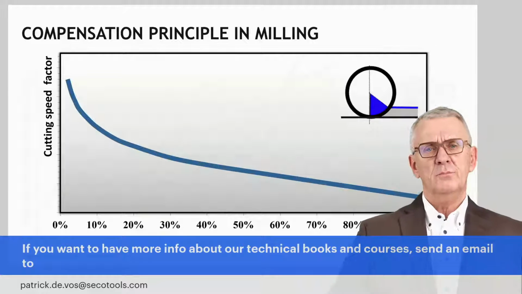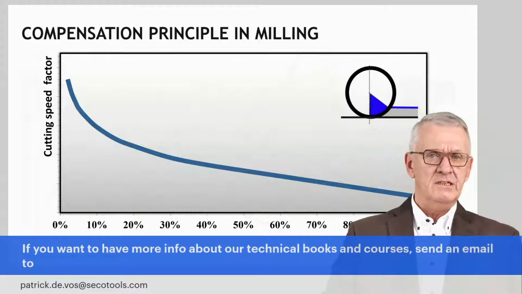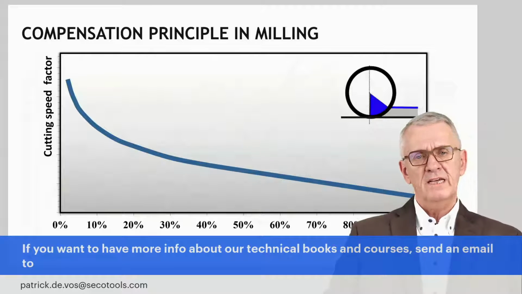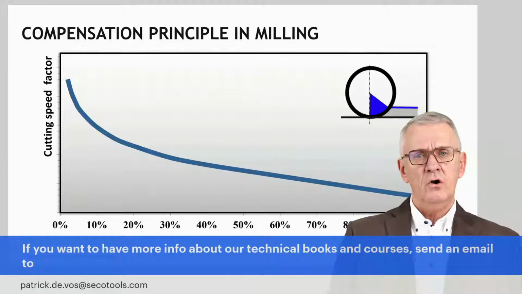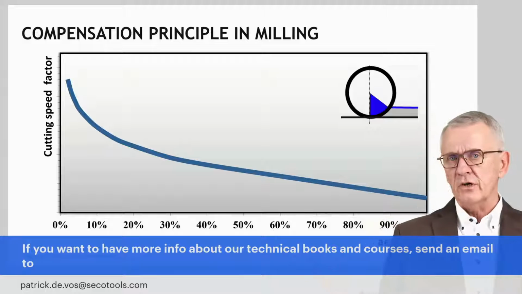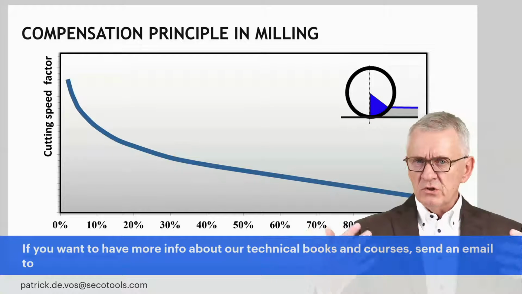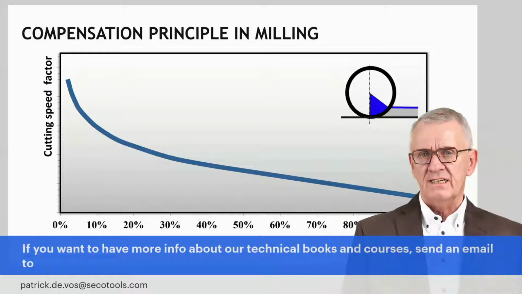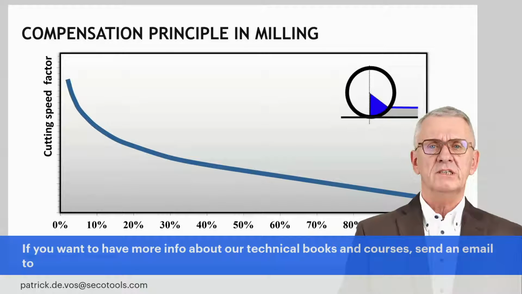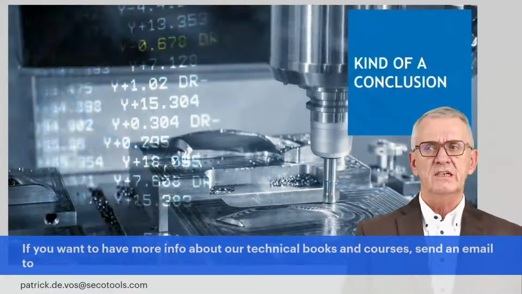If you have a smaller part of the milling cutter, a smaller radial depth of cut in contact, you need to increase your cutting speeds. If you have bigger radial depths, then you need to reduce your cutting speed. All of that is to keep your temperatures in the correct zone. The moment you start thinking like that, that is referred to as compensation principles in milling, compensation principles in machining in general.